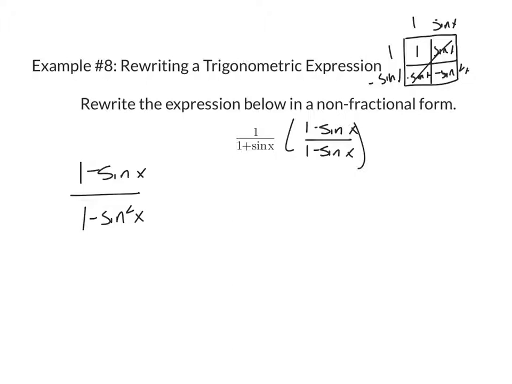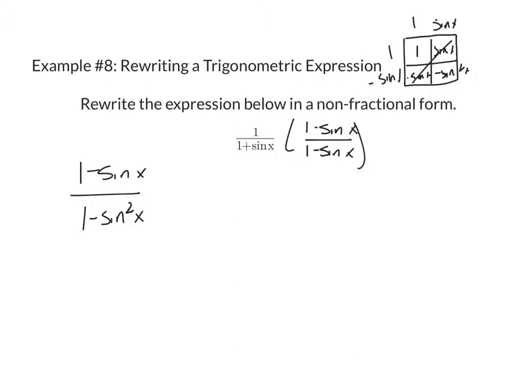Now at this stage, please do not try to cancel out the ones or cancel out a sine or something like that. Because they are expressions, you have to take the whole expression as what it is to be able to simplify or cancel. In this case, because they're not both 1 minus sine x over 1 minus sine x, or both 1 minus sine squared x over 1 minus sine squared x, you cannot simplify by canceling.